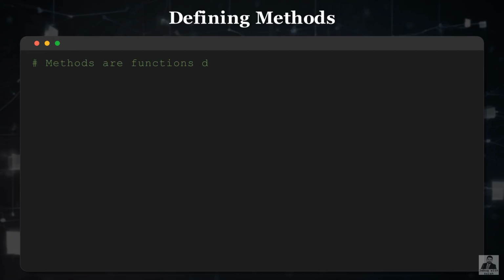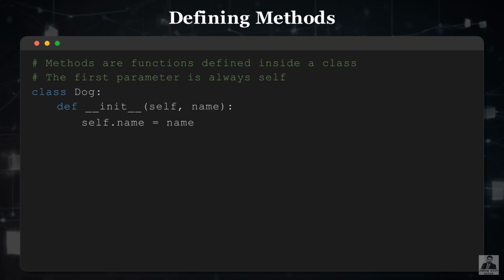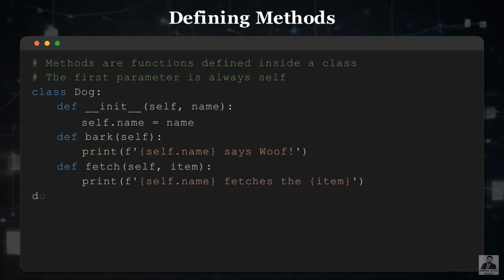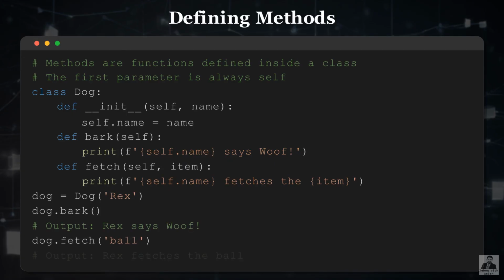Methods are functions defined inside a class. They always take self as the first parameter. Self gives the method access to the object's own data. Here, the bark method uses self.name to reference the specific dog's name. The fetch method takes an additional parameter called item. When calling a method, you do not pass self manually. Python handles that automatically. You only pass the extra arguments, like the string "ball" in the fetch call.